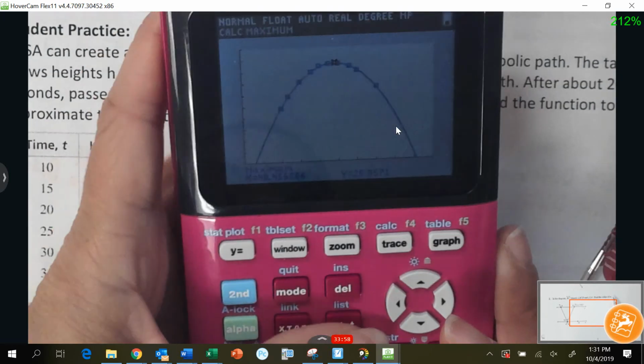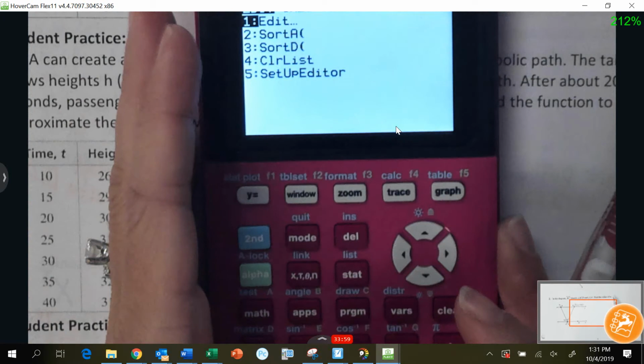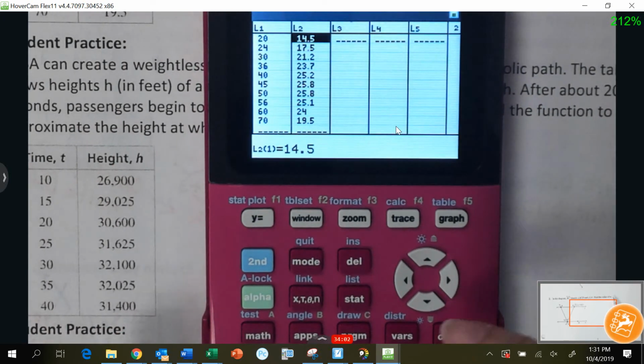So let's type in the data: stat, edit, clear your previous data.